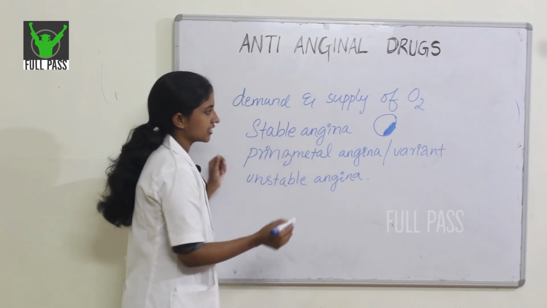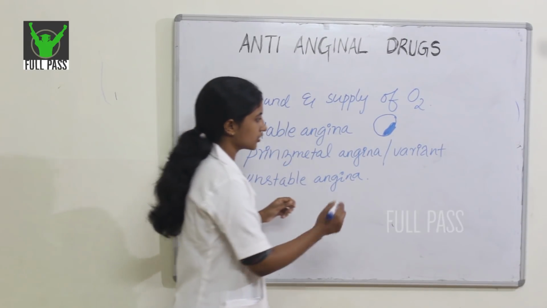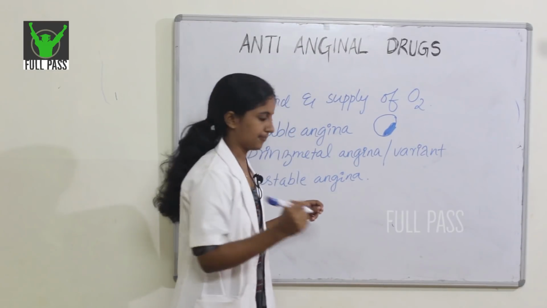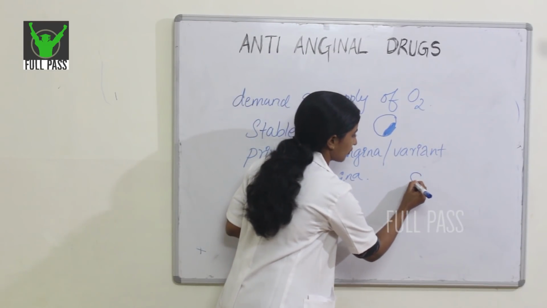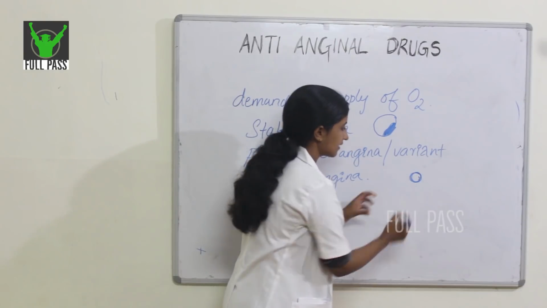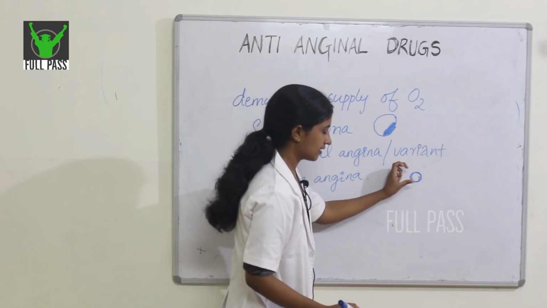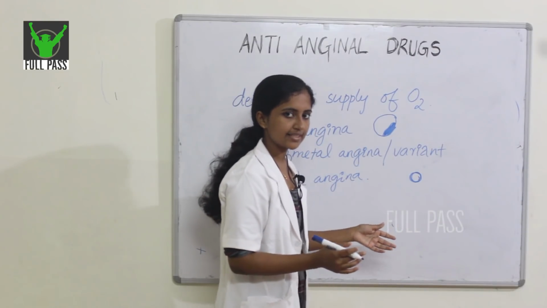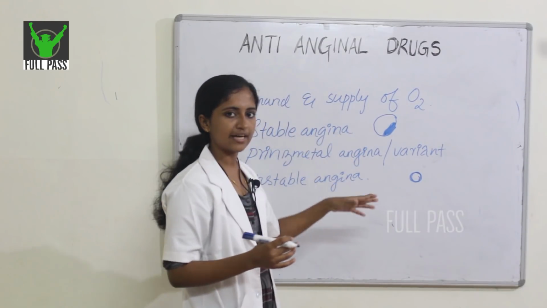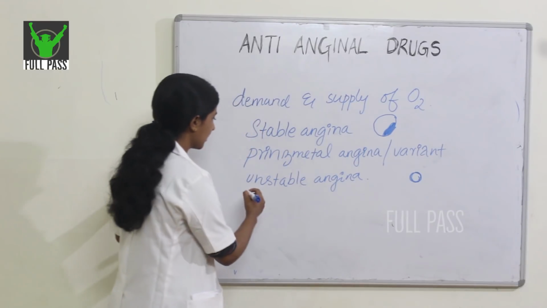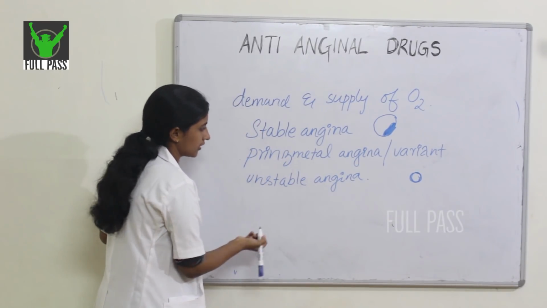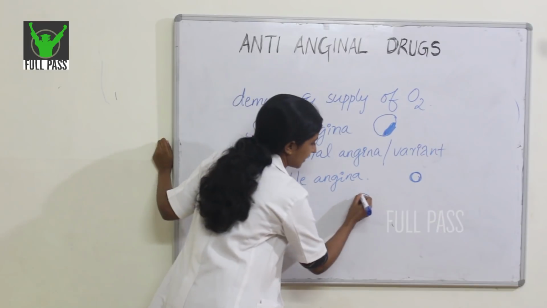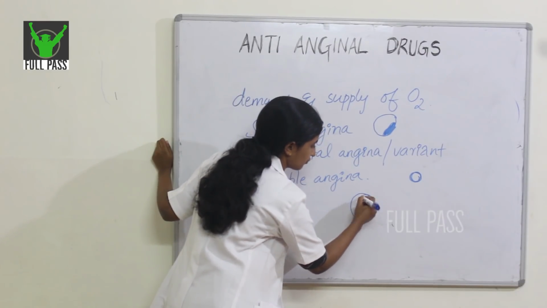And the Prinzmetal angina or variant angina occurs due to coronary vasospasm, that is, the coronary blood vessels will have vasospasm. So there will not be enough blood flow to that area, again ischemia takes place and we have the anginal pain.